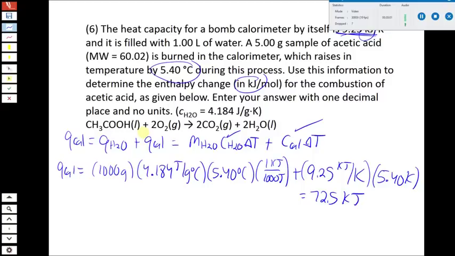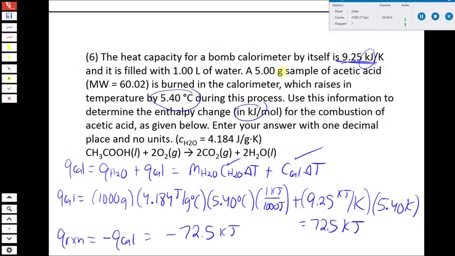And then when we're studying a chemical reaction in a calorimeter, because the reaction is our system and the calorimeter is our surroundings, we have a relationship very similar to what we saw in the last problem: the heat of the reaction is the negative of the heat for the calorimeter. They're equal in magnitude, opposite in sign. Any heat that's released by the reaction will be absorbed by the calorimeter. So our heat of reaction is minus 72.5.